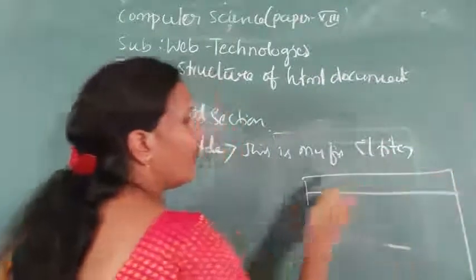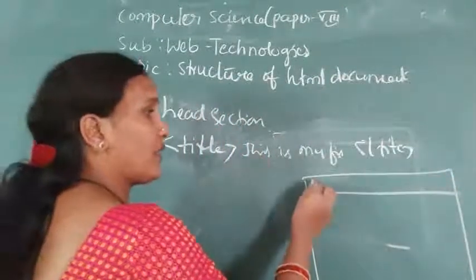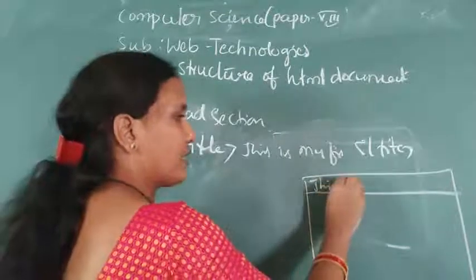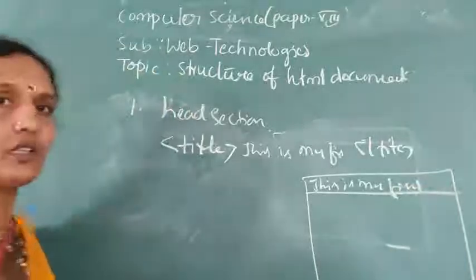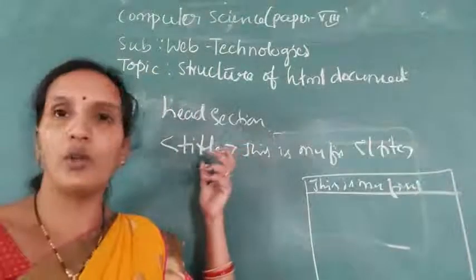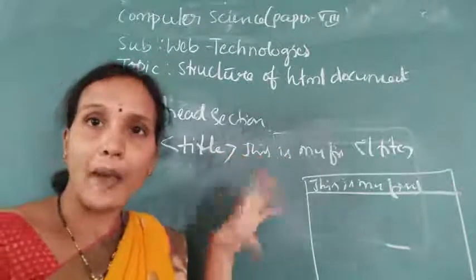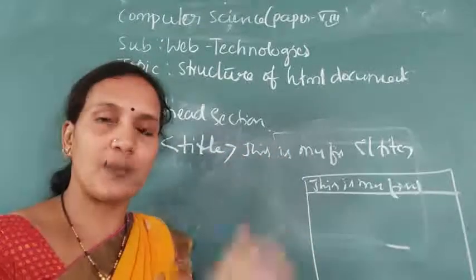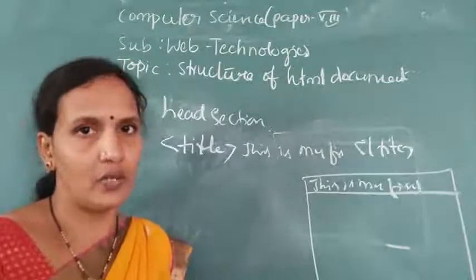This is the browser window, and this is the title bar of the browser window. So what title I have given? This is my first program. Okay, but here the rule is that if you want to give any title, that title should be part of the head section only. Means you are supposed to write the title tag inside the head section only.